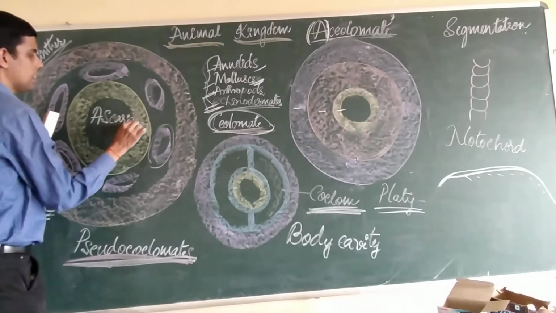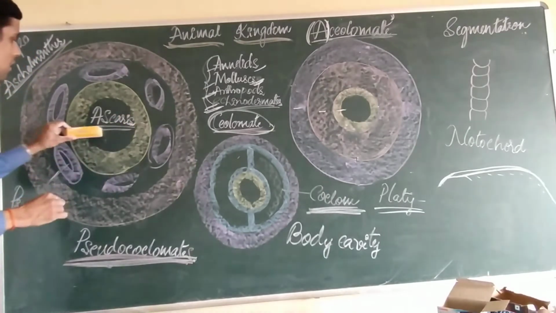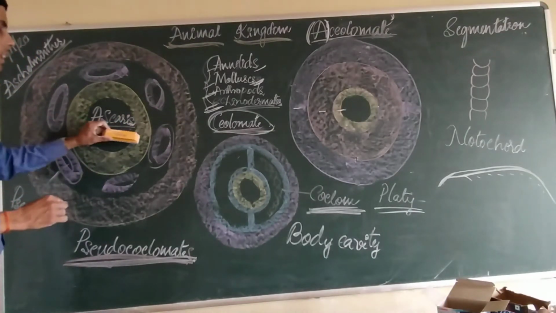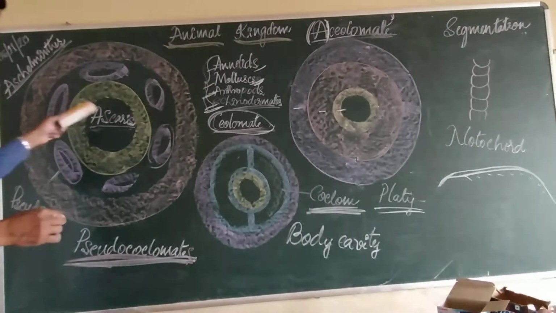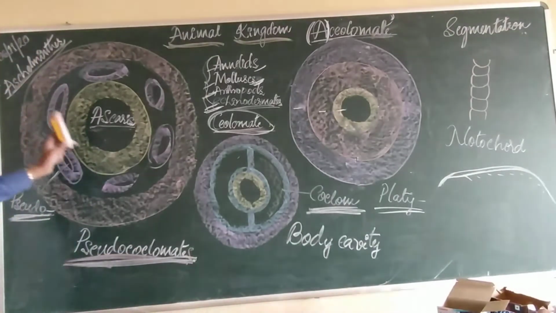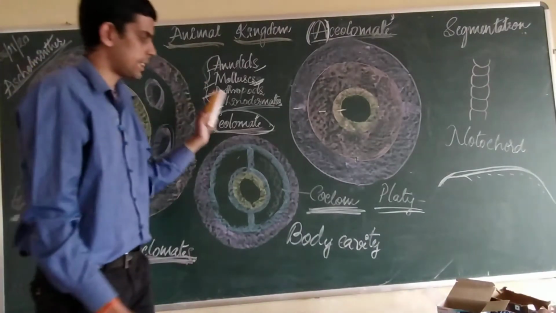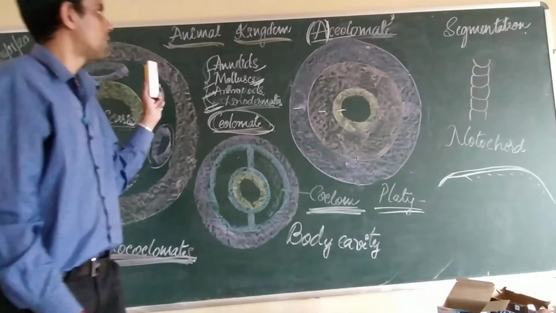Ascaris is a parasitic roundworm which is found in our intestine and stomach, right? So that is an example of such kind of pseudocoelomates. Now, the next criteria, right?